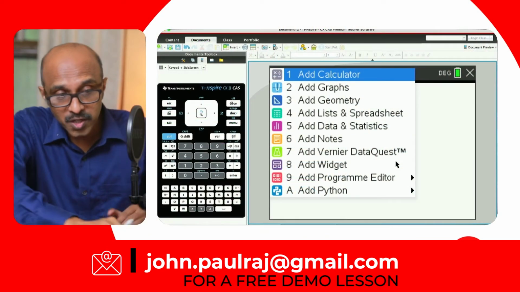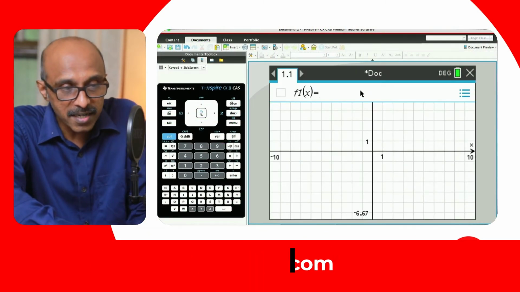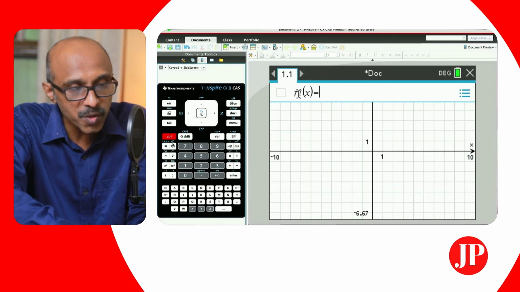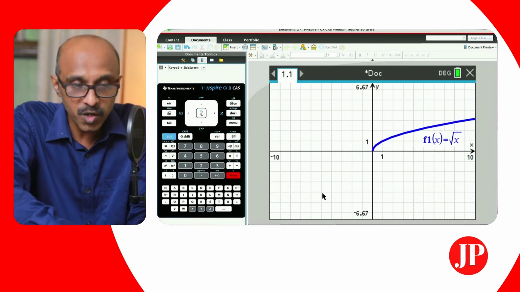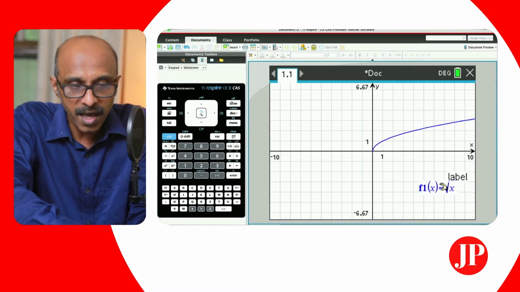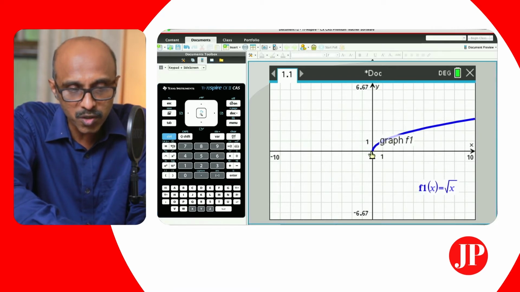Let's find out. On the calculator, let's add a graph page. First we are going to add square root of x to represent the parent function. There's the parent function. And what I'm going to do is denote the coordinates of this point.